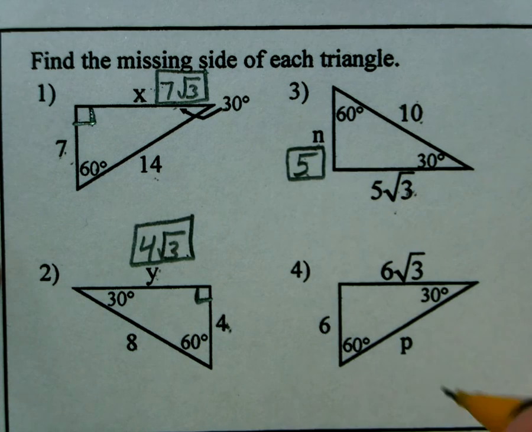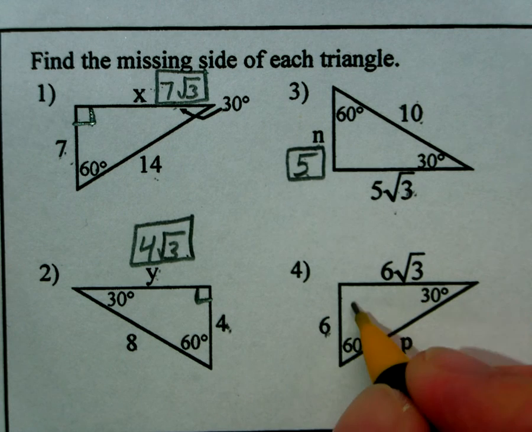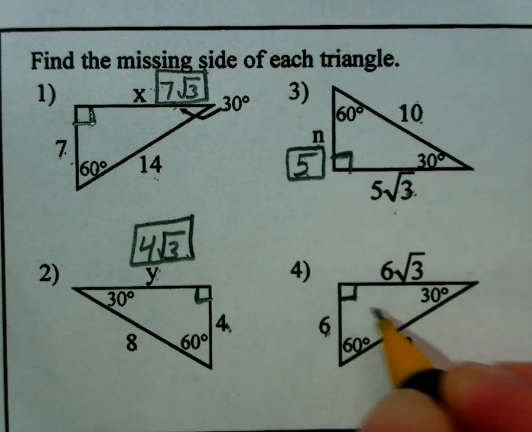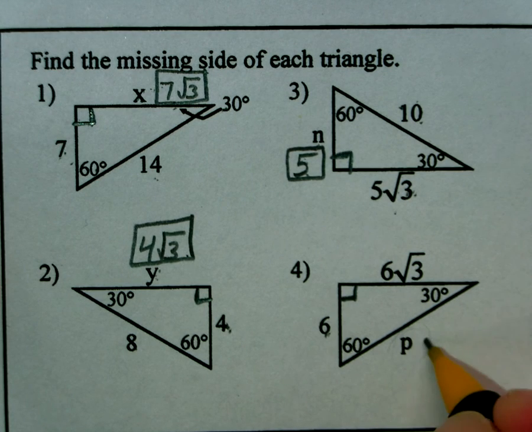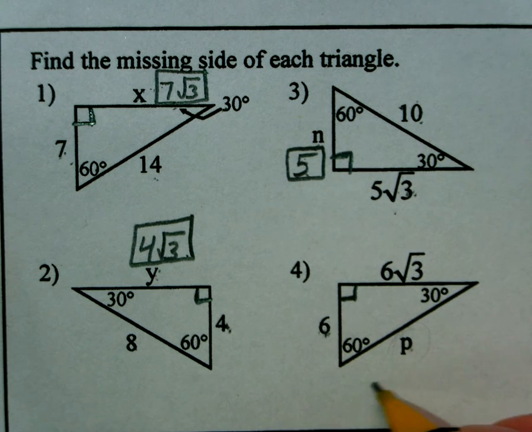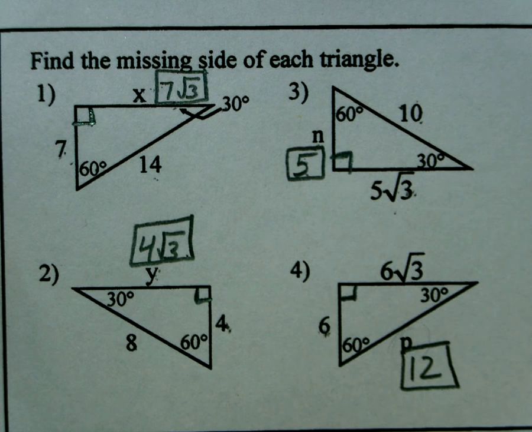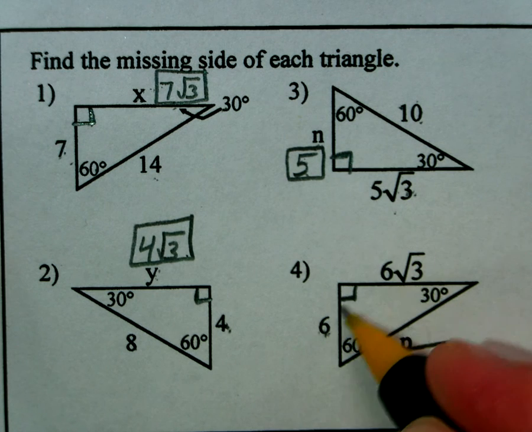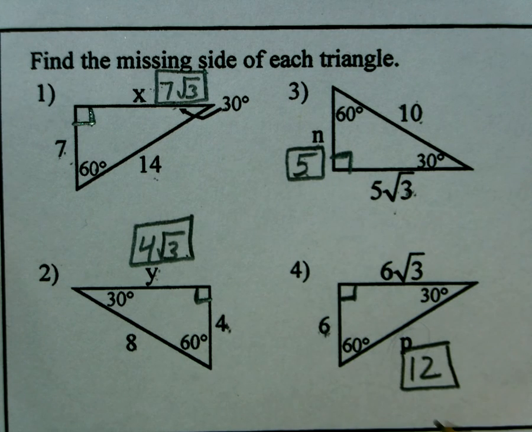Okay, number 4 is a little different. We have 6 as the short leg, 6 square root of 3 is the long leg. My right angle marks, again, are missing off these. Sorry, I'll put those back in. And we're looking for the hypotenuse. So remember that the hypotenuse is always twice as big as the short leg. So we're going to take 6 times 2, and the hypotenuse ends up being 12. And if I only had this side, I could just take the 6 off, because I know that that would be the short leg, and then I could take it times 2 to get the 12.